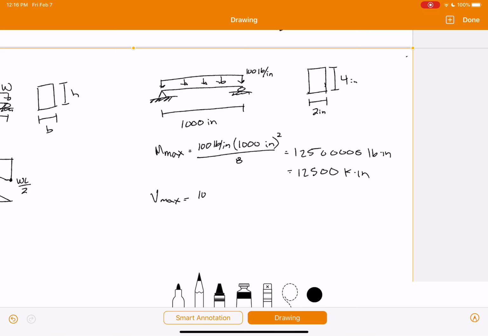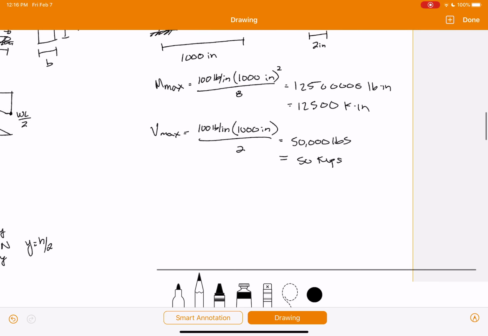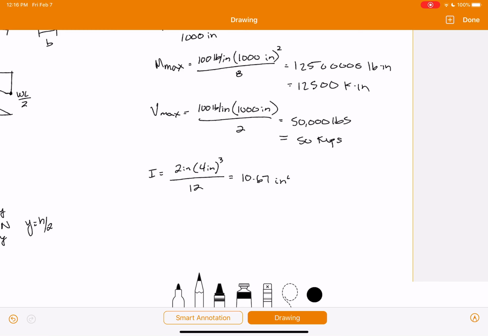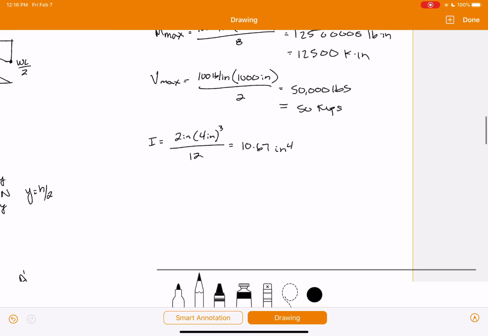And then we can find our V max as W L over 2, which comes out as 50,000 pounds or 50 kips. We can find our moment of inertia, which is going to be B times H cubed over 12, which comes out as 10.67 inches to the 4th. So now we've got everything.